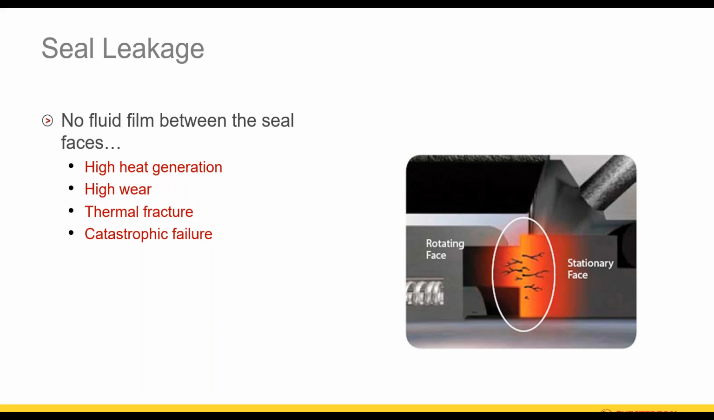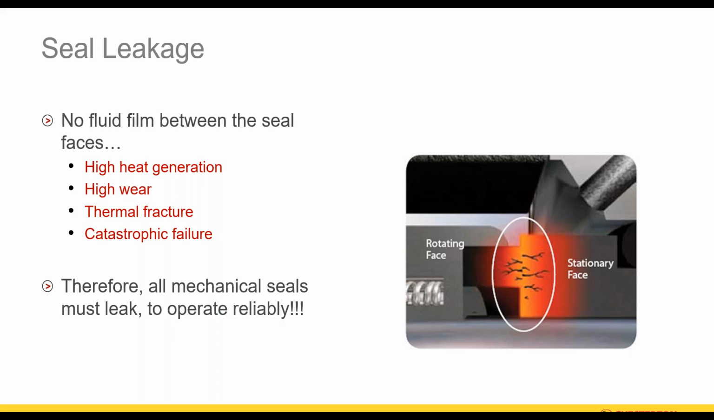The heat grows so much that the seal rings will start to glow red and can fracture from that thermal stress. And ultimately, you will end up with catastrophic failure because of the wear going on inside the seal faces. If they don't fracture, they're going to be worn severely, and that gap is no longer going to be half a micron. It's going to be much larger, and you're going to have a huge gush coming through that mechanical seal. That's why it's so important that all mechanical seals must leak to operate reliably.